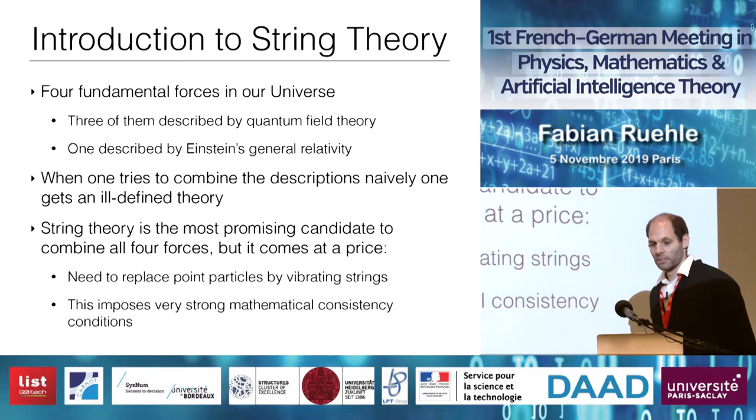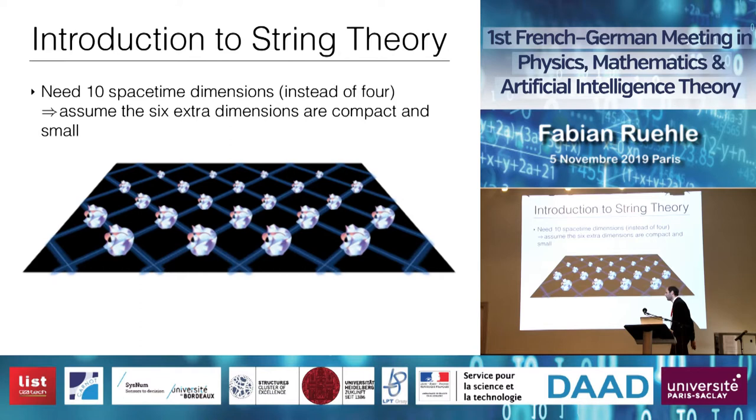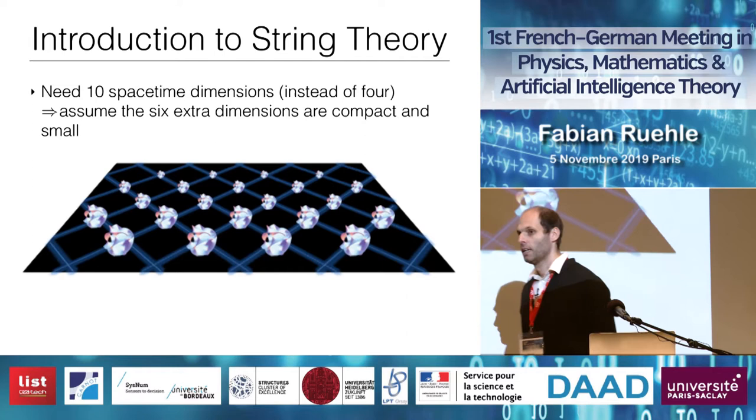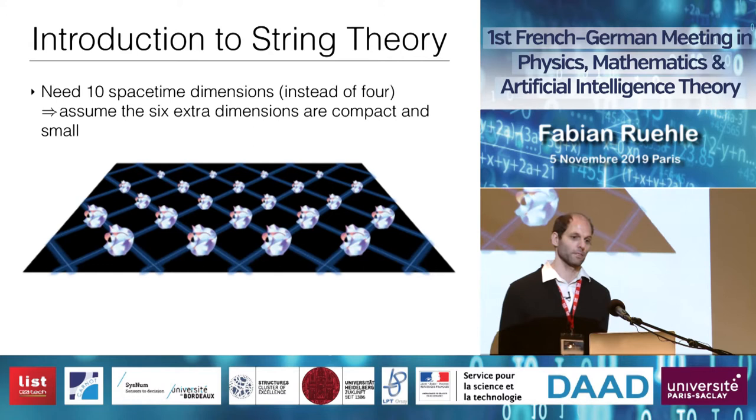So one of the consistency conditions that are imposed is you need 10 space-time dimensions rather than just 4. This sounds very exotic. In fact, Kaluza-Klein theories or theories with extra space-time dimensions have been studied long before string theory, and people knew that good things happen or interesting things happen when you go to higher dimensional theories. So of course, we still need to explain why we only see 4 dimensions and not 10.